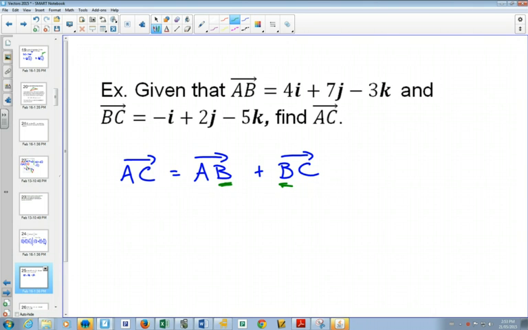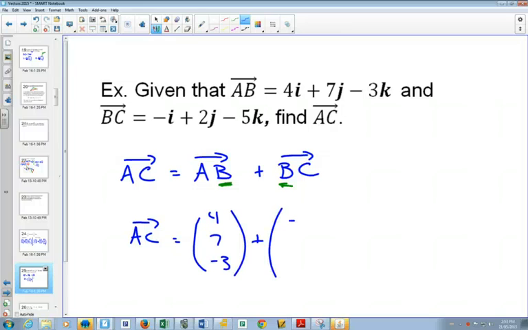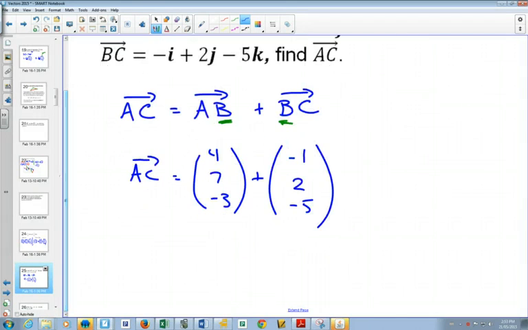But now if we want to figure out what A to C is, well, A to B is 4, 7, and negative 3. And B to C is negative 1, 2, and negative 5. Adding these together, 3, 9, negative 8.